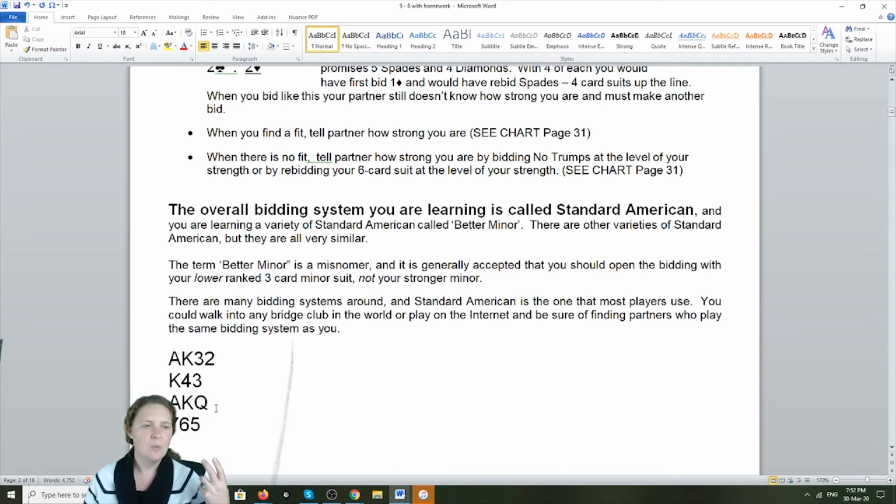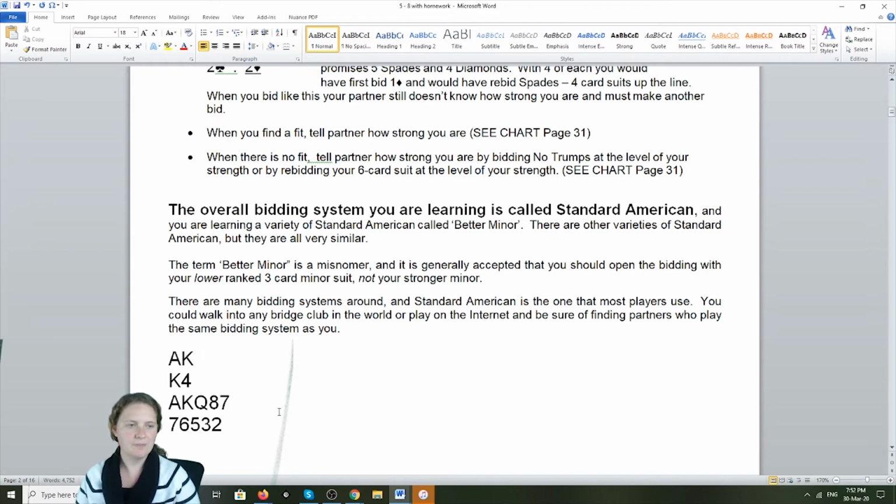Now, when you don't have a longer minor, they're equal length. We've got 3 cards in each. Yes, one is significantly stronger, but we've got equal length. What you want to do is simply open 1 club. Now, this might feel pretty uncomfortable, but that's what we should be doing. The only exception to that rule when they are equal length is if you've got 5 cards or more in both suits, then you want to actually open the higher one.